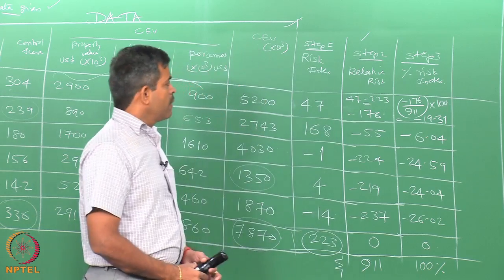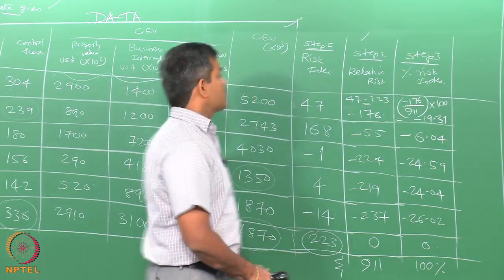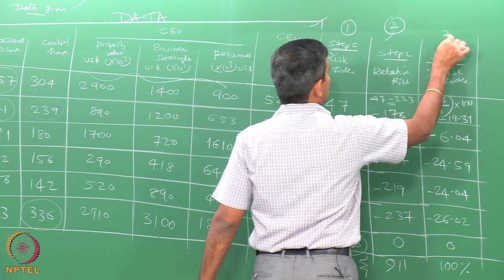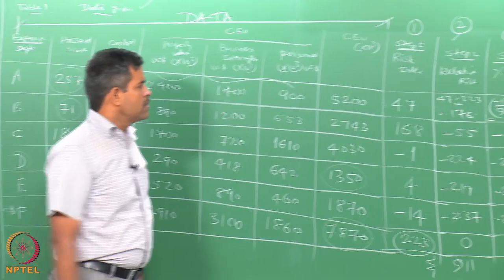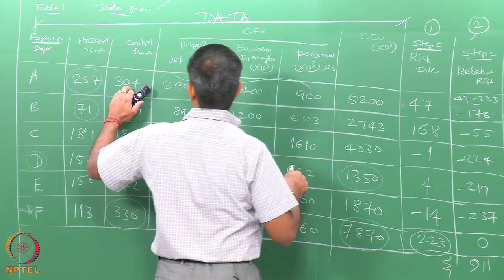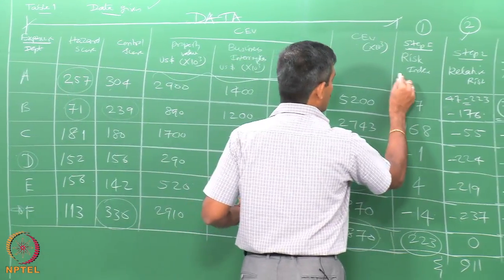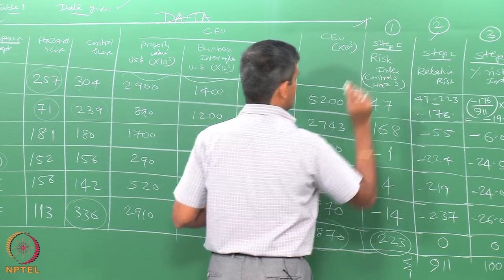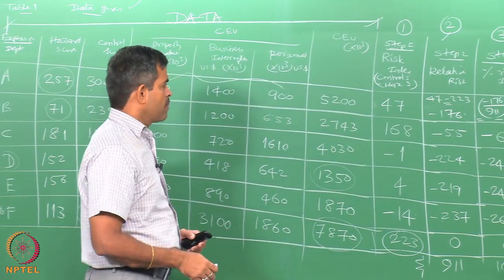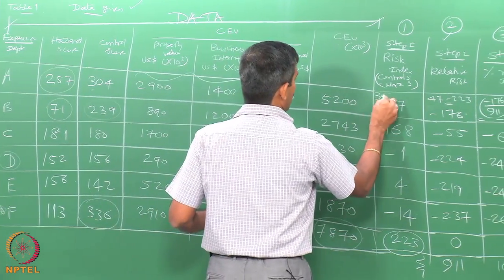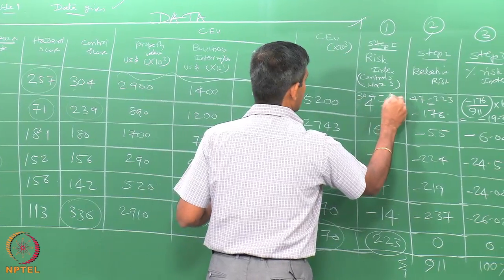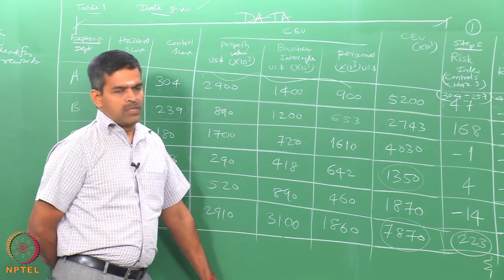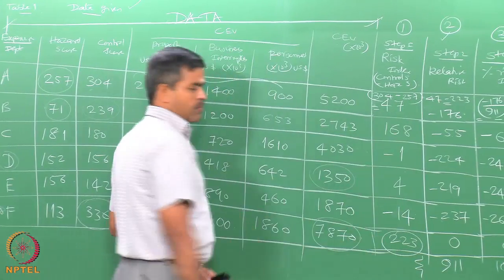Now, in step number 3, that is this column, let us name the columns. I am leaving this column as data. I say this is column number 1, this is column number 2, column number 3. Risk index is nothing but control score minus hazard score. So, if you want to really get the breakup of 47, it is nothing but 304 minus 257. That is how we got 47. So, the remaining ones can all be worked out like that.